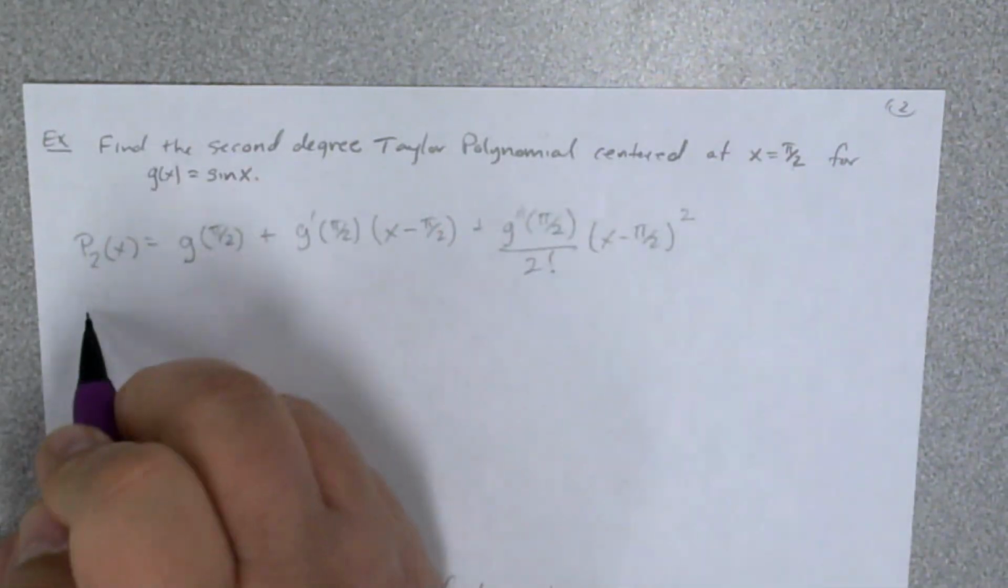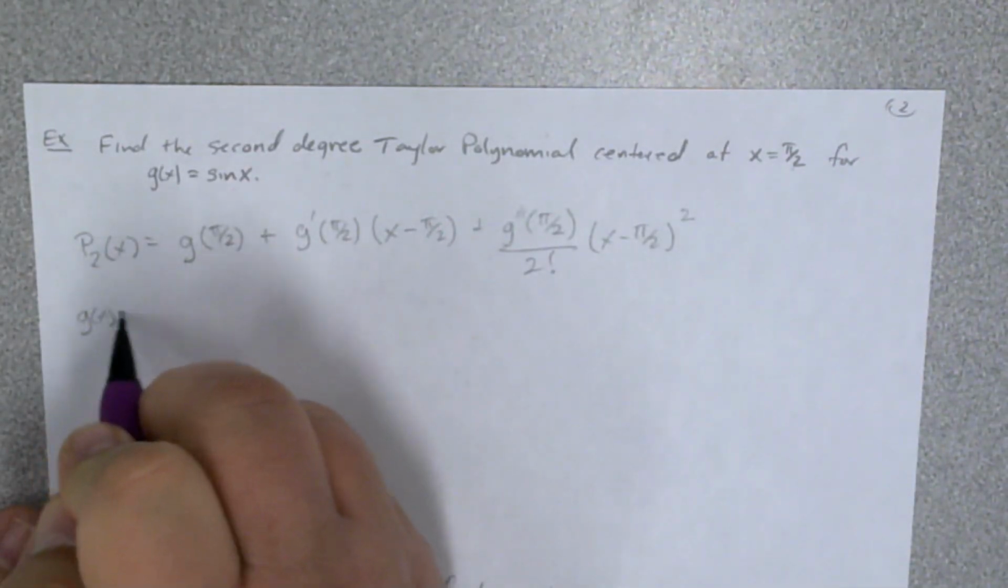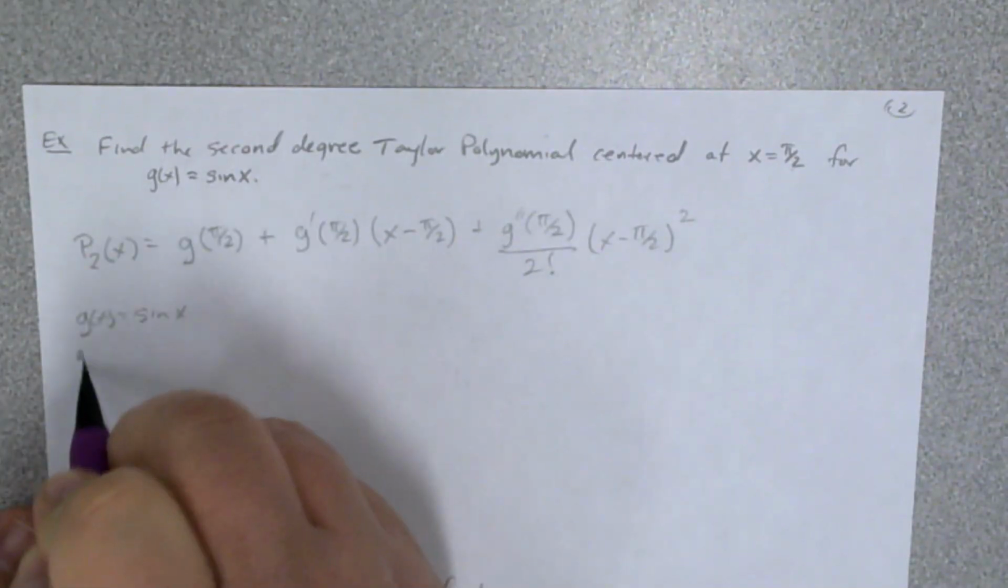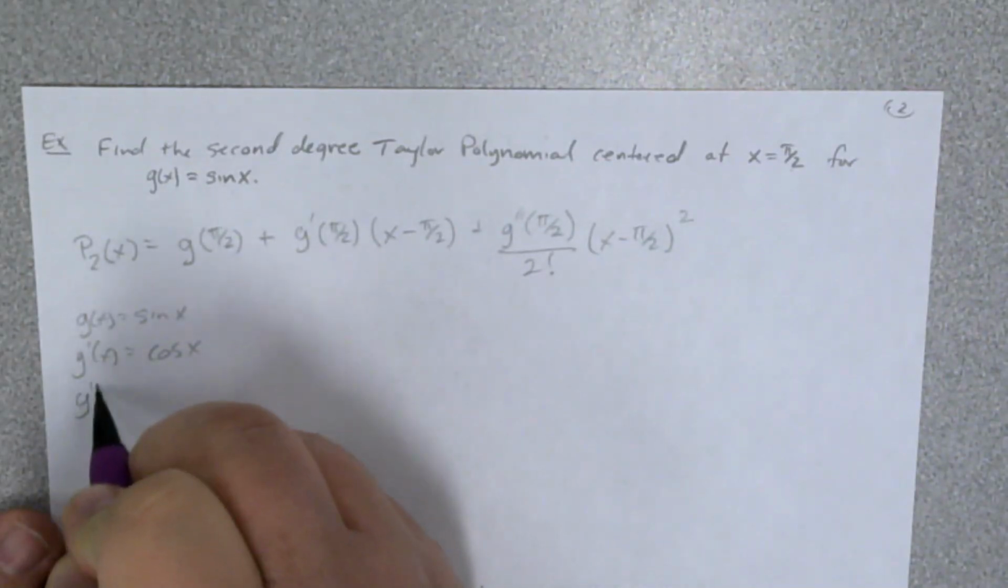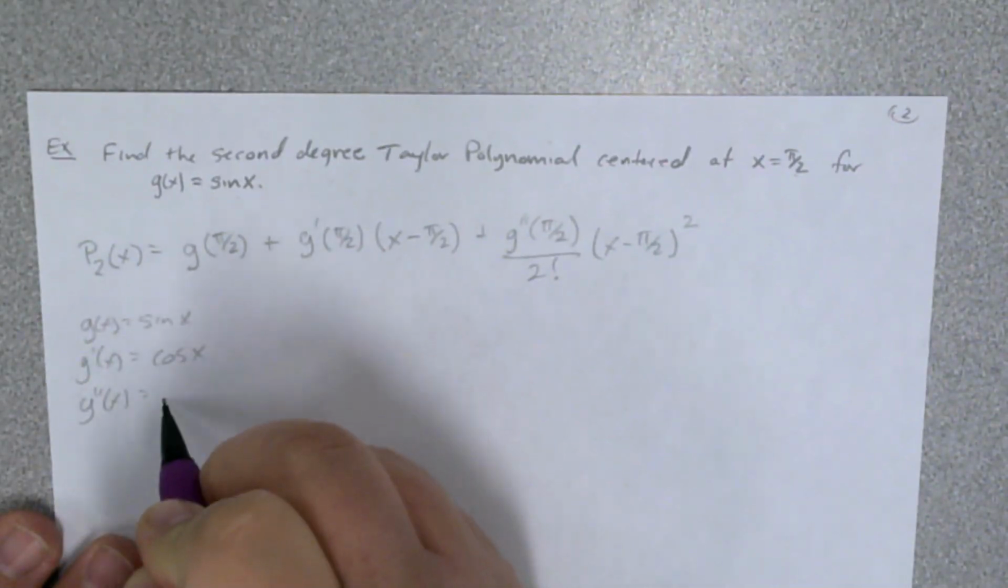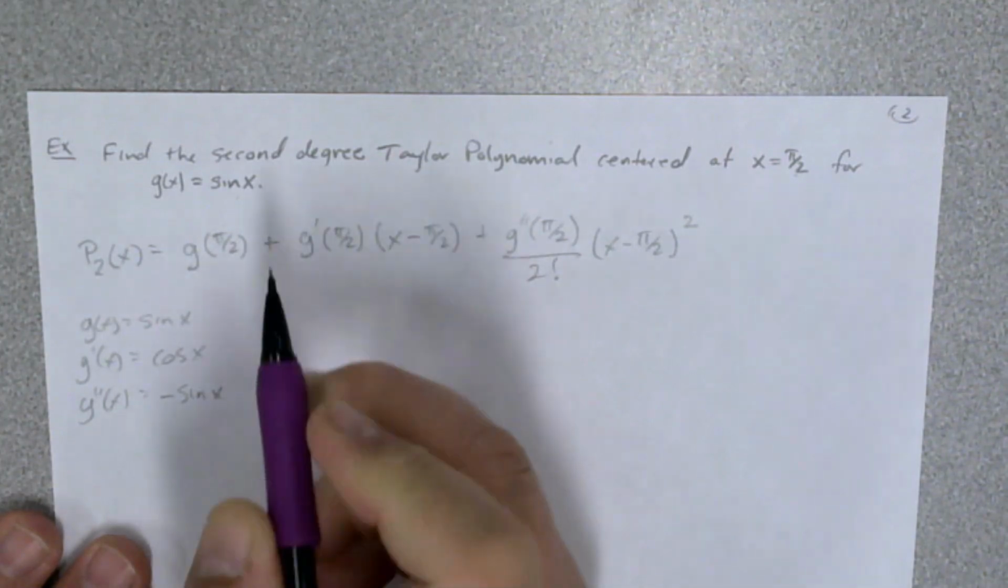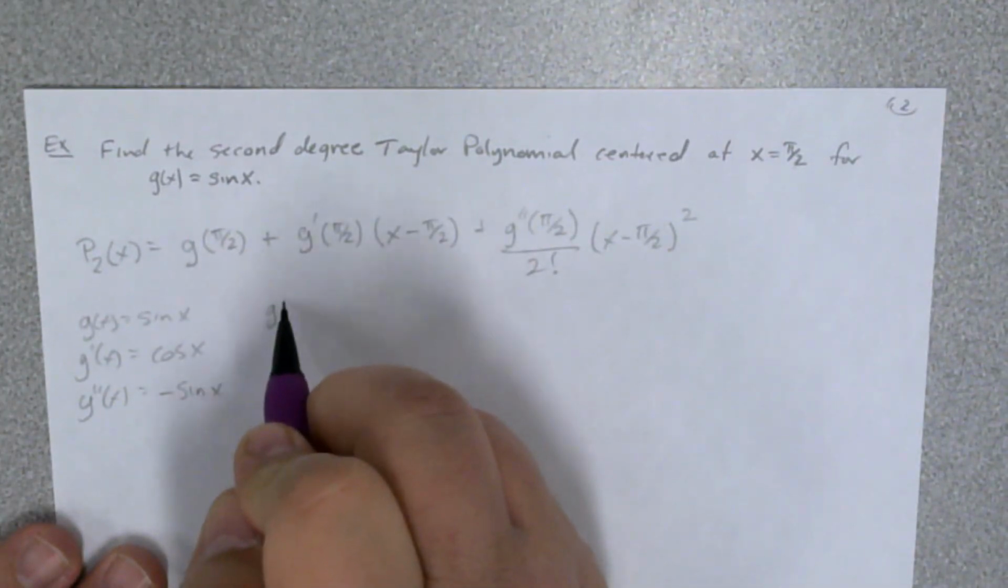So to do that, what is g of x? Well, it's the sine of x. What is g prime of x? Derivative of sine is the cosine. What is g double prime of x? Well, derivative of cosine is minus the sine. So for each of these, we're going to find out pi over 2.